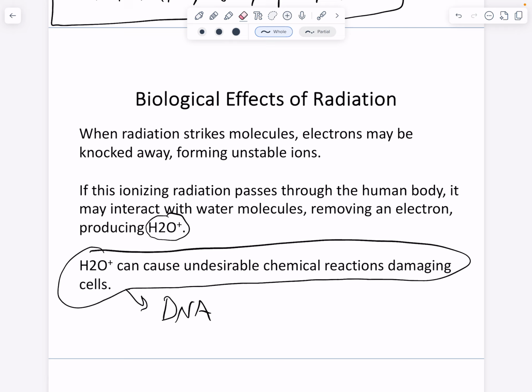Okay, commonly they don't do anything. Later we are going to see that they make nice bonding between them, but this is not regular water. This water lost an electron and is craving to react.